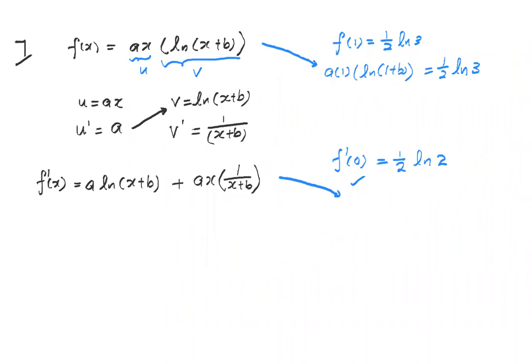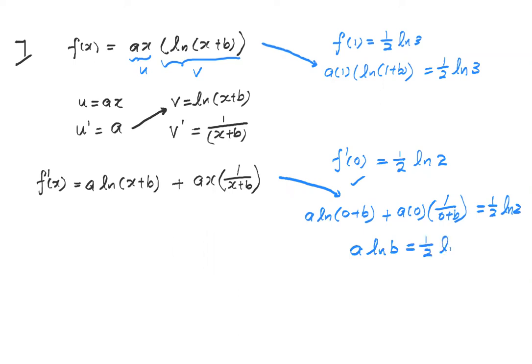So the second one will be A ln 0 plus B, because they give us f prime 0, correct? Plus A times 0, 1 over 0 plus B. You substitute first, then only you decide. Half ln 2. All right? So this will be A ln B equal to half ln 2.